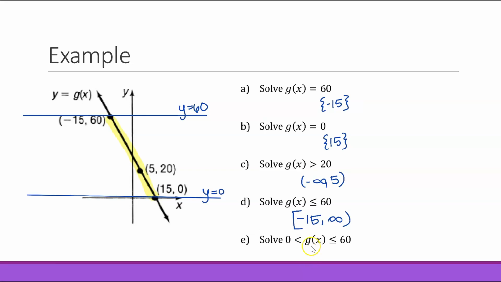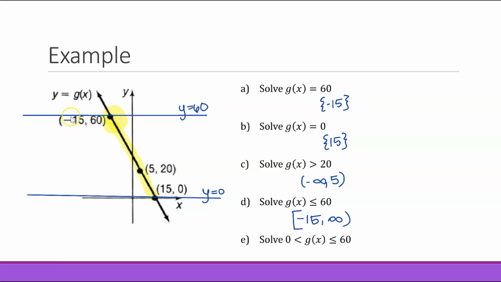But I want to know, g of x has to be strictly greater than 0, so I don't want to include this x value here, but I want to know, where is g of x less than or equal to 60? So I am going to include this x value up here. So how do I describe this interval of values?